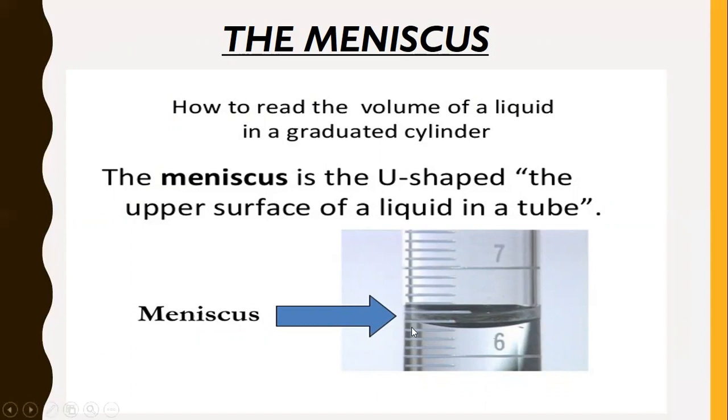Okay, in this picture you can see that this curved surface is known as meniscus. Actually, it is the upper surface of a liquid in a tube, a U-shaped surface, and it is always on the upper side of the liquid. A meniscus also forms inside a measuring cylinder.